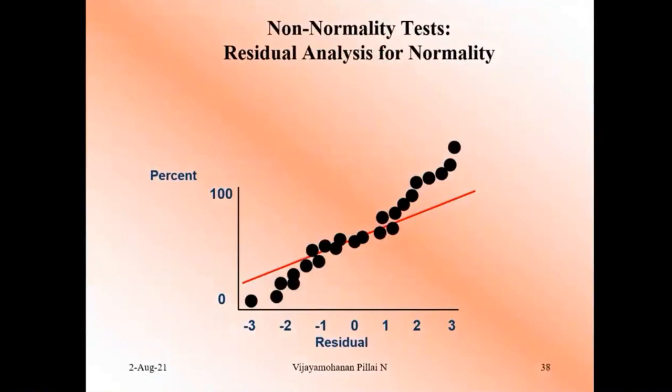Similarly, if the pattern is like this, then it means that the distribution is a heavy tailed distribution. Remember, normal distribution does not have heavy tails, but other distributions, including the T distribution and the Gompertz distribution, are heavy tailed ones. So if our residual distribution is heavy tailed like this, then it means that we do not have a normality pattern.